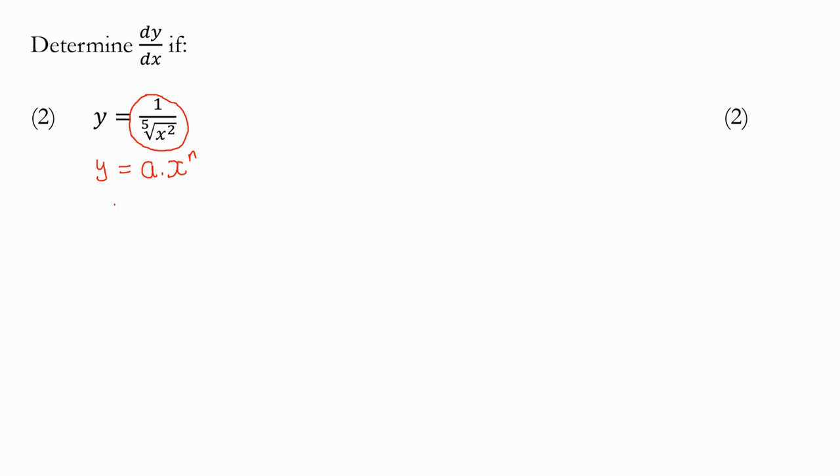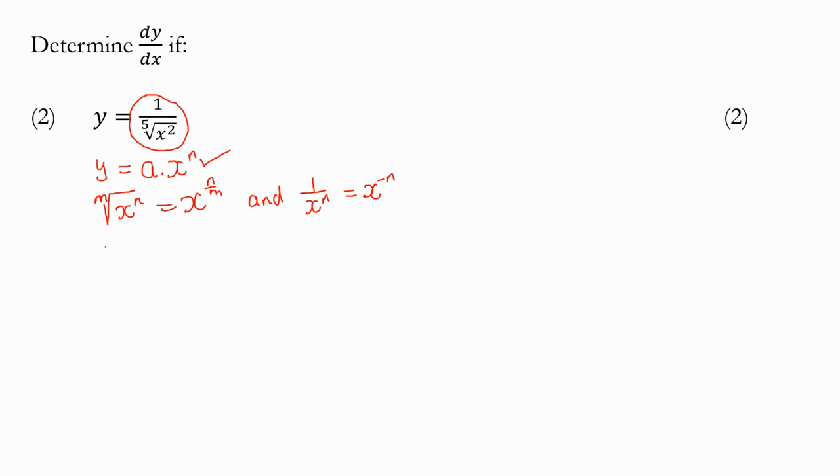So I want you to remember this, okay? Remember that the mth root of x to the power n is equivalent to x to the power n over m. Okay, remember that. And also remember that 1 over x to the power n is equal to x to the power negative n. Okay, we're going to use these two here. So let's change this so that it looks like this.